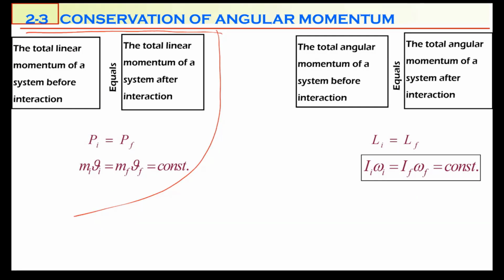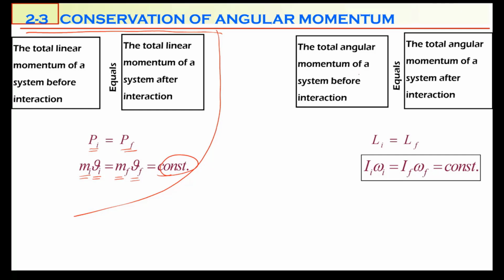As I said, it's 11th grade part, which is mass initial times linear momentum, final linear momentum must be equal according to conservation of linear momentum. Initial linear momentum, mass initial, speed initial, final linear momentum, mass final, speed final must stay constant. But in angular form, in rotational motion, we have angular momentum.